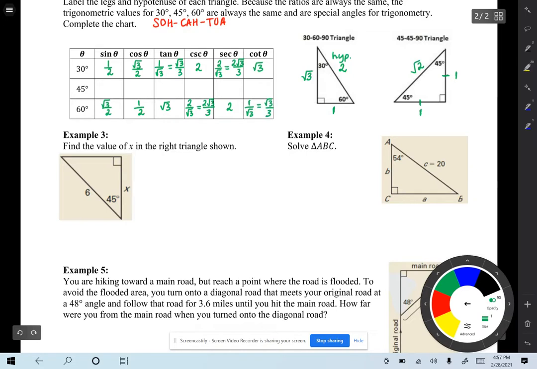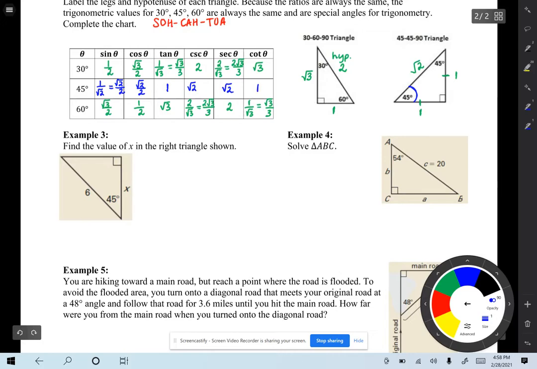Okay, now moving to our 45, 45, 90. The sine of 45 degrees, and it doesn't matter where you look from. You can look from this angle right here. The opposite is going to be 1, and the hypotenuse is going to be square root of 2. We don't leave it like that. This is going to be the exact same for cosine. Tangent is just going to be 1 over 1. And then these are just going to be the 1 over 2 flipped, so root 2 over 1.